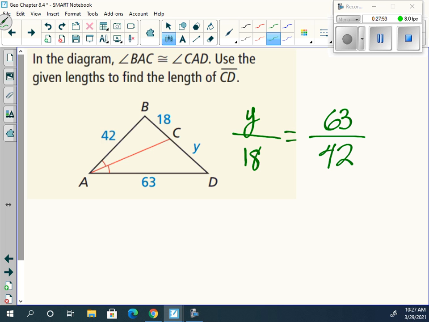Y over 18 is going to be equal to 63 over 42. We're going to have it set up exactly like this here. Any questions on how this is set up for what we've done so far? So what would we need to do next to be able to solve for the value of y?